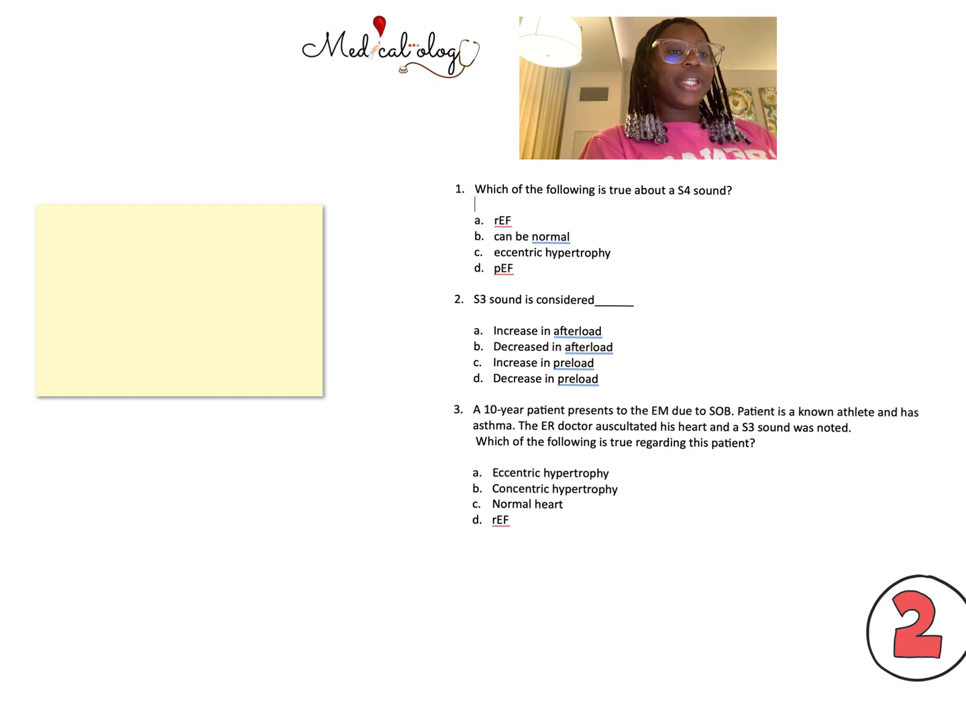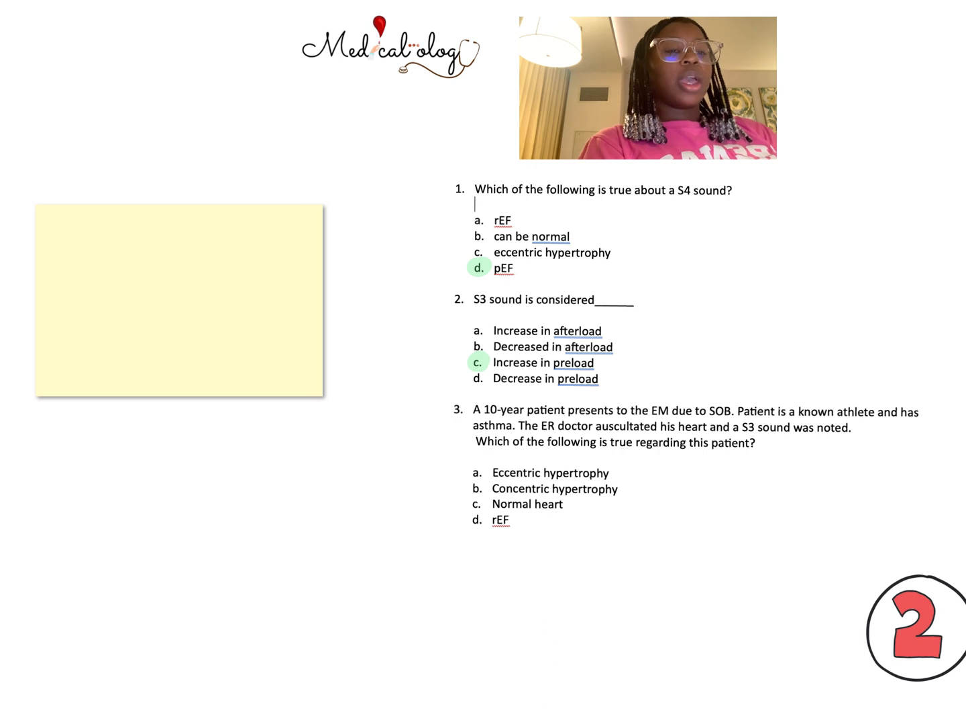So let's get started. Question number 1. Which of the following is true about an S4 sound? Hopefully you guys picked D. Preserved ejection fraction. If you did, great job. If not, we'll do a review at the end, okay? Question number 2. S3 sound is considered, okay, hopefully you guys said increase in preload, which is C.